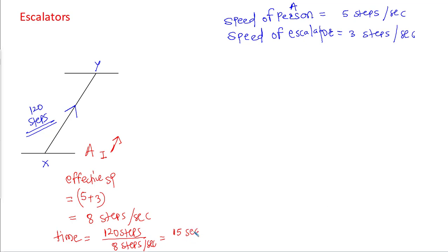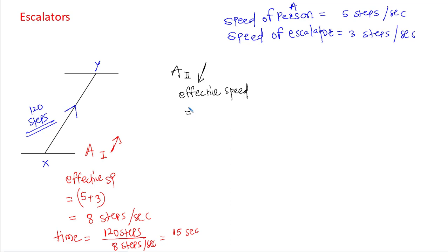Now let's have a look at the second situation. In the second situation, the escalator is traveling from floor X to floor Y, whereas A wants to travel from floor Y to floor X by using the same escalator. It's like the escalator is moving upward and the man wants to go downward. So in this particular situation, let's calculate the effective speed of A.